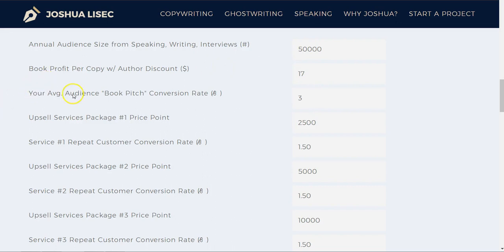Now, your average audience book pitch conversion rate. So this is the total number of people. Let's say there's 100 people in the audience. How many people are going to buy the book? So this is just kind of a low figure to start, right? Let's say maybe only 3 of 100 people who hear you at a conference or who hear you on a podcast buy your book. This is pretty low, so feel free to adjust this as needed.